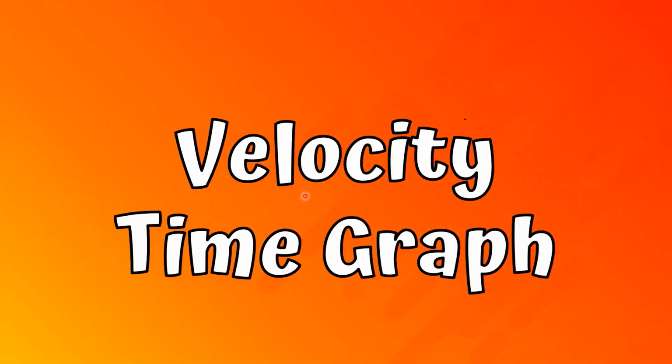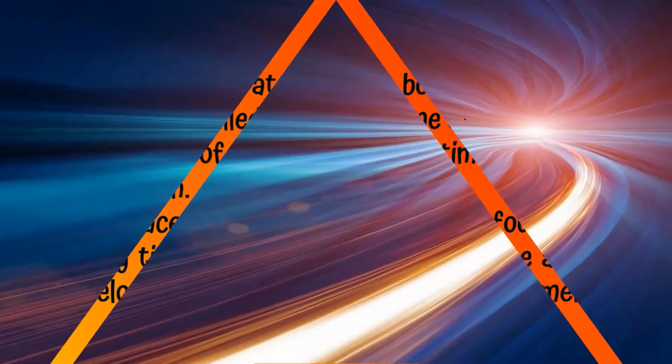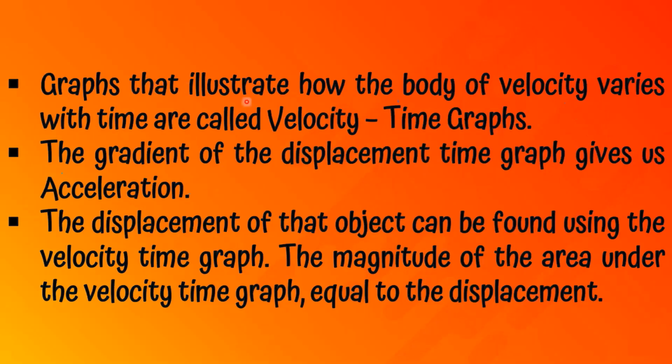This is our second subtopic, velocity time graphs. Our first subtopic was displacement time graphs, and now velocity time graphs. Graphs that illustrate how the velocity of a body varies with time are called velocity time graphs. In displacement time graphs, how the displacement of a body varies with the time is shown, and in velocity time graphs, how the velocity of a body varies with the time is shown.